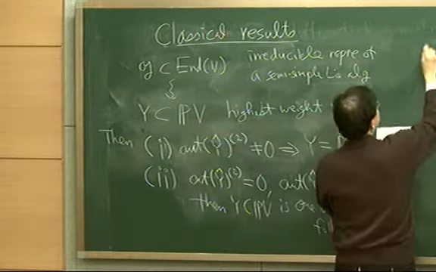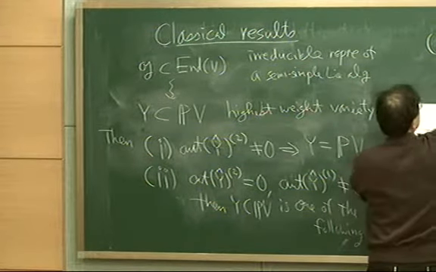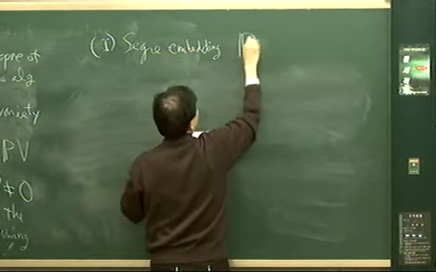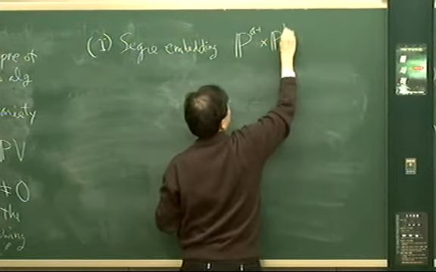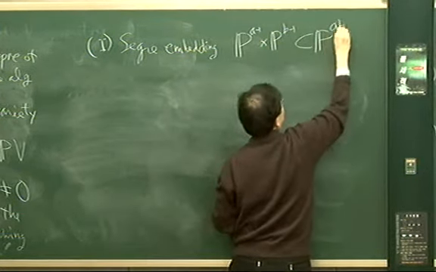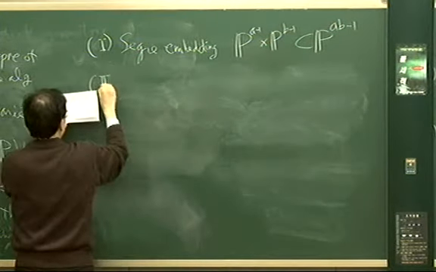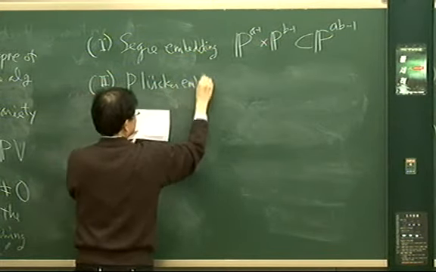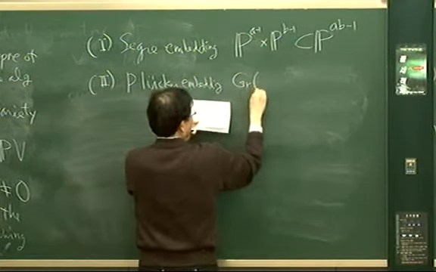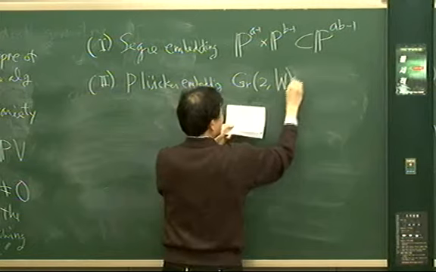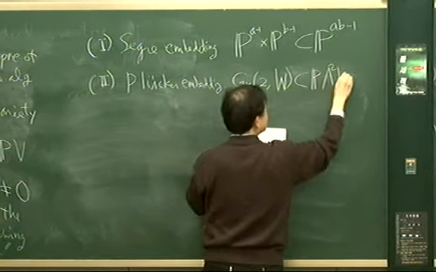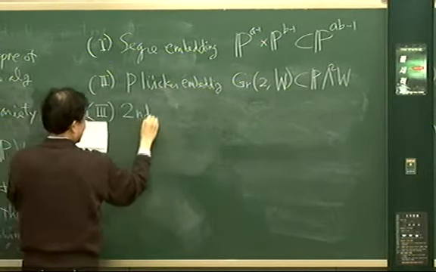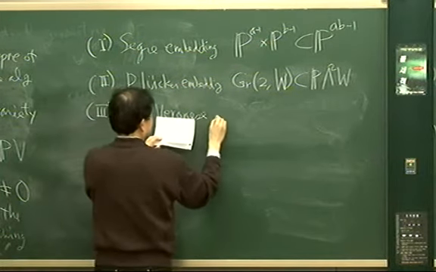There are six in the list. First, the Segre embedding. Then the Plücker embedding of the rank 2 Grassmannian in some vector space W. And third, the second varieties, so P2.